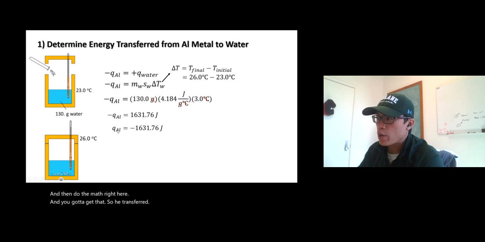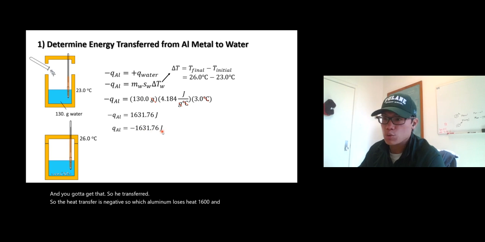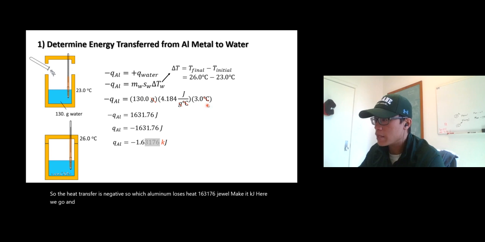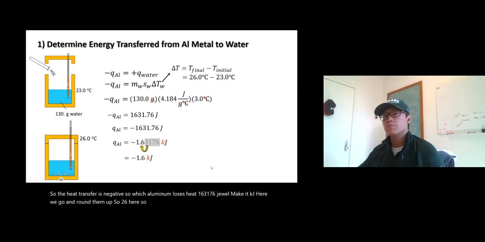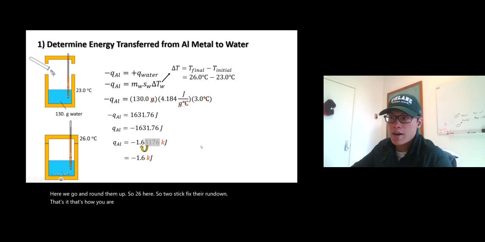The heat transfer is negative, which means aluminum loses heat: 1,631.76 joules. Make it kilojoules. Here we go, and round them up. So 266 here, so 266 there. Round them down. Okay, that's it. That's how you determine the energy transfer from aluminum to the calorimeter.